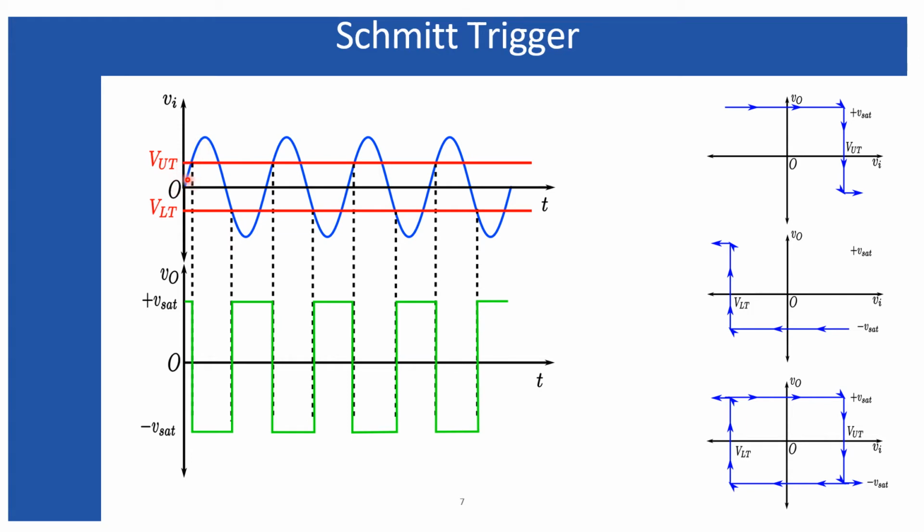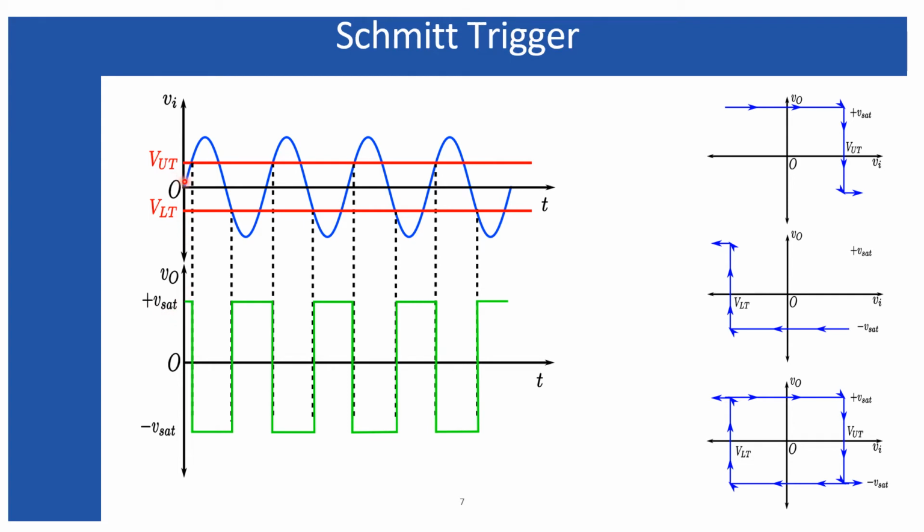Now initially, since the reference voltage is set at the upper threshold voltage, and the input voltage is applied to the inverting terminal while the upper threshold voltage is applied to the non-inverting terminal, until the input voltage reaches the upper threshold voltage, the potential at the non-inverting terminal of the operational amplifier is greater than that of the inverting terminal, so the output remains at its positive saturation voltage, plus VSAT.